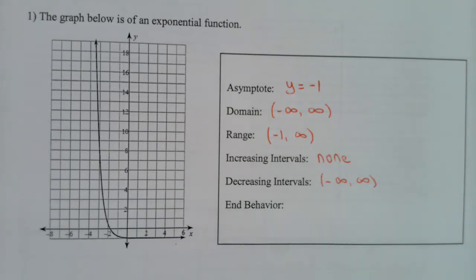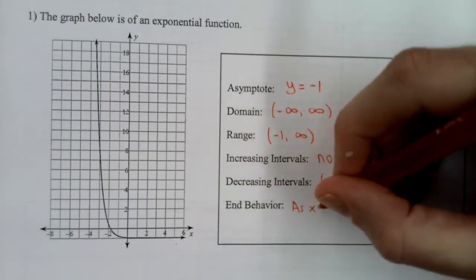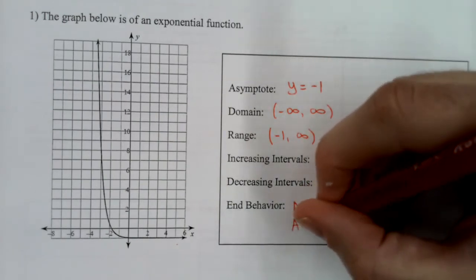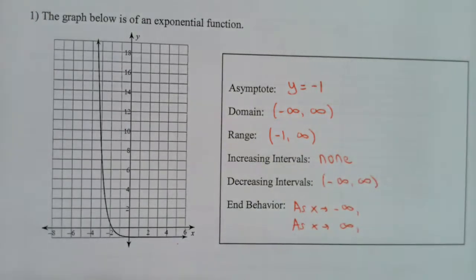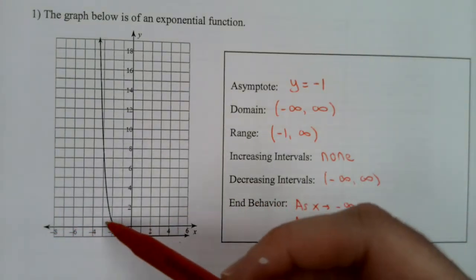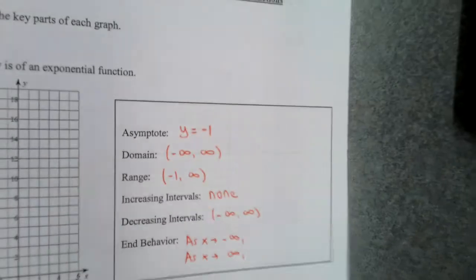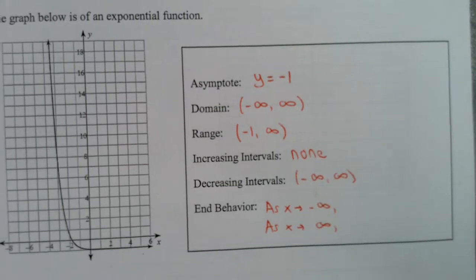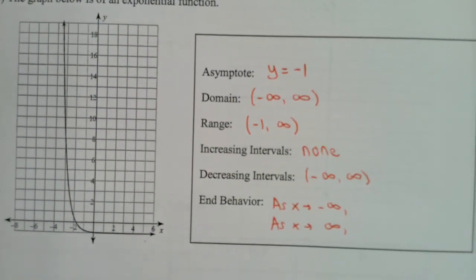End behavior. What's going on at the two ends of the graph? As x approaches -infinity, and as x approaches positive infinity. Well, as x approaches -infinity, so as x gets smaller and smaller, the graph is going up. The graph is going up. So I'll say as x approaches -infinity, f of x approaches positive infinity.